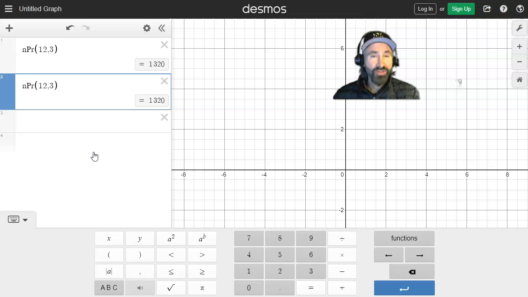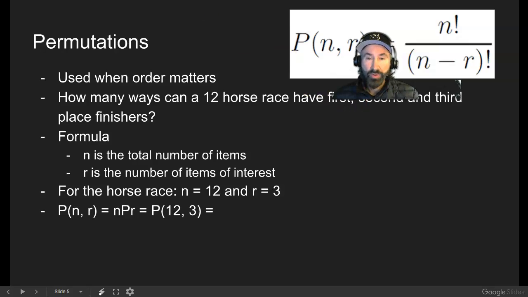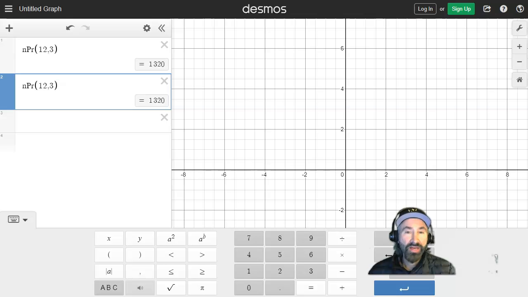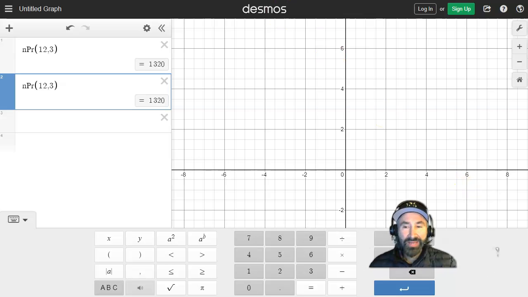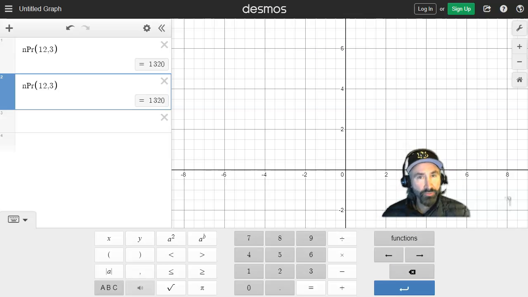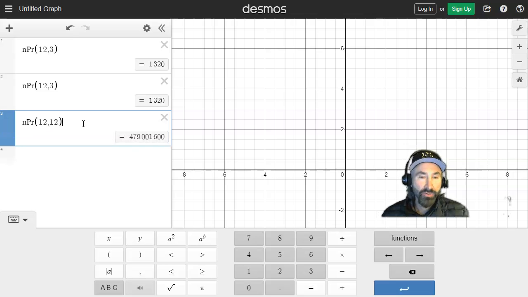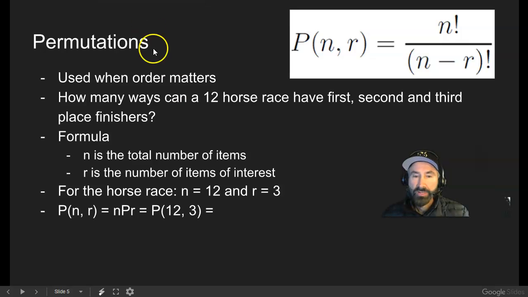It's kind of interesting to note that the question we were asking was how many ways can a 12-horse race have a first, second, and third place finisher? And the answer is 1,320. I kind of suspect that that number is higher than you would have guessed. And just because I asked the question a minute ago, I'm going to put it in out of my own curiosity. What if we did want to look at all the different ways that 12 horses could finish in a 12-horse race? Whoa, that's a big number. 479 million different ways. Math is cool. All right, anyways, back to this.